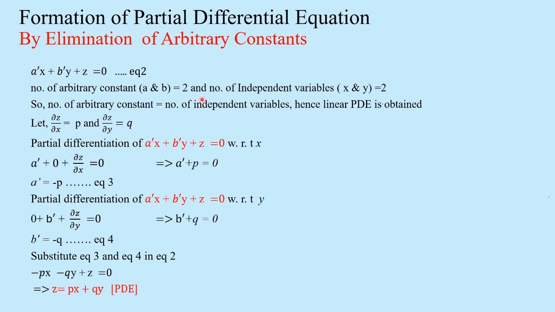Now substitute equation 3 and equation 4 in equation 2. We get minus px minus qy plus z is equal to 0. So z will be equal to, bringing this to the other side, px plus qy. This is the required PDE.